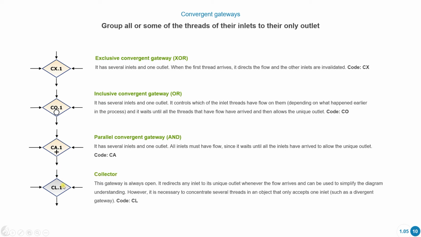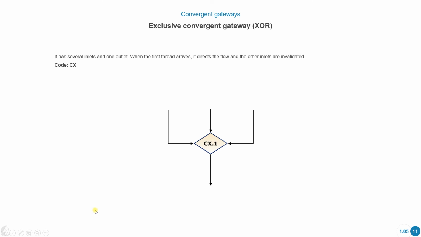And then there's the CL. It's similar, but in this case, each time the flow arrives, it lets the flow go out. This is basically, it works like a funnel. Anything that arrives goes out. Okay, so the first thread arrives, it lets it out. The second thread arrives, it lets it out. The third thread arrives, it lets it out, and so on. Okay, now we're going to see some examples of each one of these.